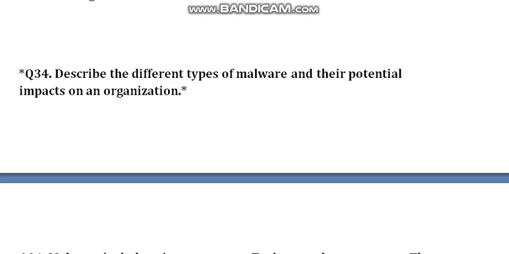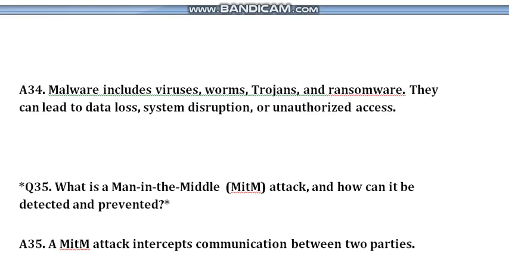Different types of malware and their potential impact on an organization. Malware includes viruses, worms, Trojans, and ransomware. They can lead to data loss, system disruption, or unauthorized access.